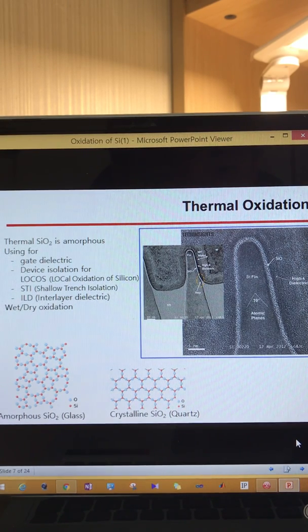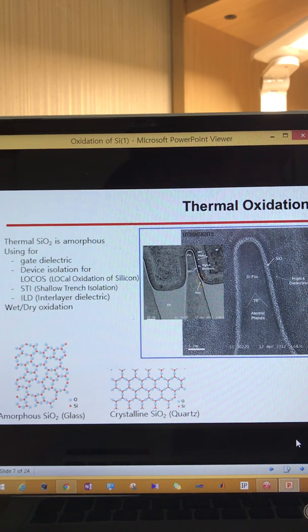Thermal oxidation is similar to etch. Oxidation is divided into wet and dry. Wet is fast and cheap, but hard to control. On the other hand, dry is slow and expensive, but easy to control.